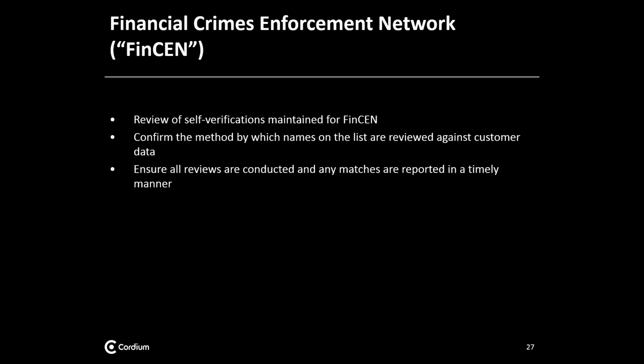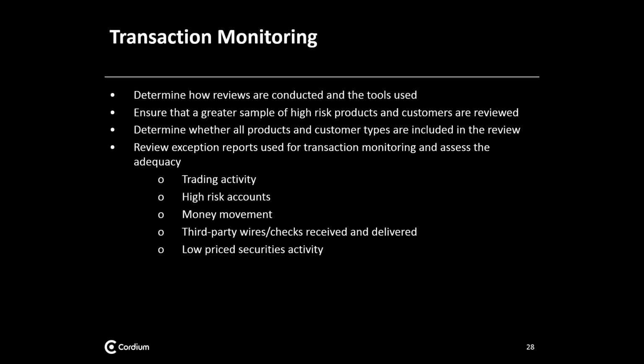The review should also include the self-verifications maintained for FinCEN. This includes confirming the methods by which names on the list are reviewed against customer data, especially a clearing firm database, internal records, or other methods that are used by the firm. All reviews should be conducted and matches must be reported in a timely manner. The reviewer should determine how transaction reviews are conducted and what tools are used to ensure a reasonable sample of customers and transactions are reviewed, including higher risk categories such as active trading, high risk accounts, substantial money movements, third-party wires and checks activity, low-price securities activity, etc.